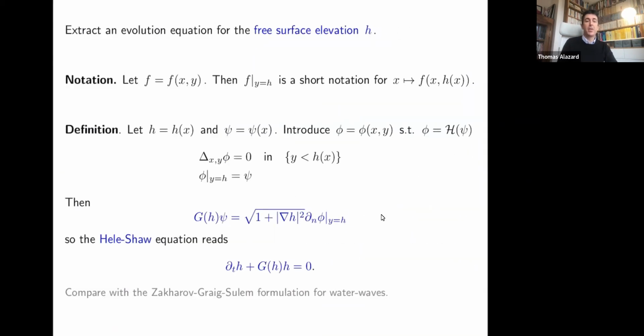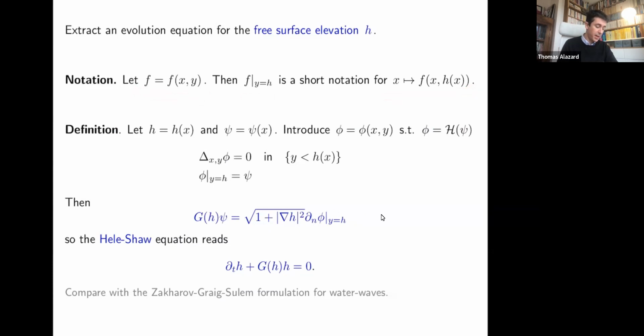It will be convenient to write the previous equation as an evolution equation for the free surface elevation H itself. For that, it's convenient to introduce some notation. Firstly, I recall that given a function f depending on x and y, we denote by f index y equal h the function that evaluates f on y equal h.